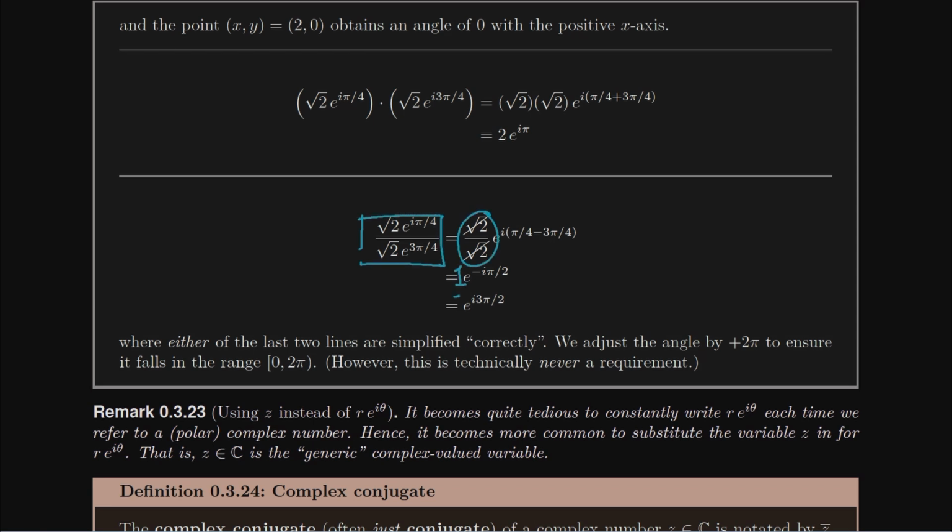Also, if I divide, then I'm just dividing my radii. They cancel, and I get a radius of 1 in the end. And if I take the upper angle and I subtract the lower angle, that's pi over 4 minus 3 pi over 4, also known as negative 2 pi over 4, or negative pi over 2. And this is a perfectly valid answer.